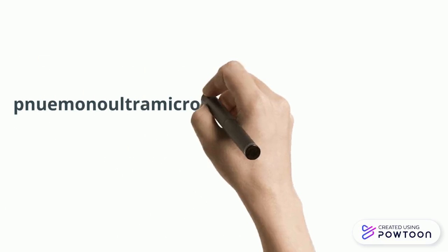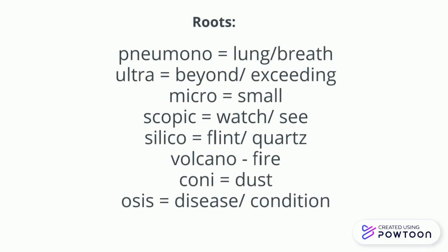Take a few seconds and try to read the word on your own. What makes this word hard to read? Too many letters? Difficult combinations of letters? Or you don't know the meaning? Pneumonoultramicroscopicsilicovolcanoconiosis. Now you try.